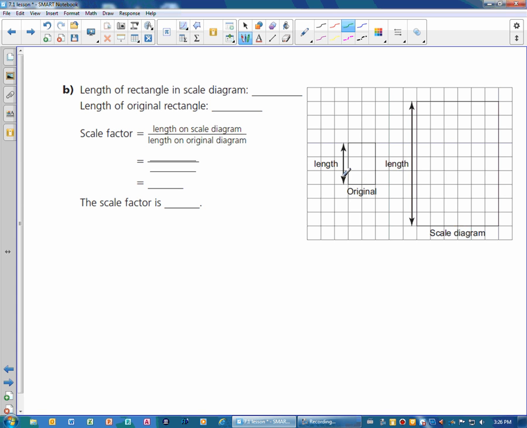Okay, so the length of the original is 1, 2, 3. So I'm going to put that here. The length of the original is 3. And then the length on the scale is 1, 2, 3, 4, 5, 6, 7, 8, 9. So remember, scale factor comes from length on scale diagram, which is 9, divided by length of original, which is 3. 9 divided by 3 is 3. It's 3 times as large. Okay? More than 1 because it's an enlargement.